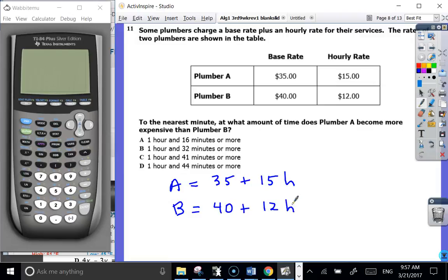Yeah, in the end, these are just costs, total cost. So go to Y equals, and on the first line, put 35 plus 15X. Y2, 40 plus 12X. Second, trace 5. Enter, enter, enter. So I think I'm going to do this one, might as well just to finish it off. Okay, Y equals, clear. So 35 plus 15X. Enter. 40 plus 12X.